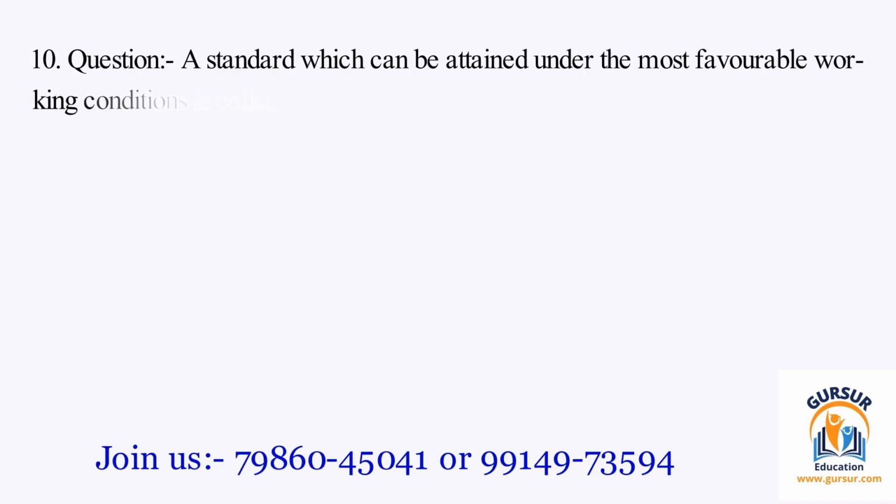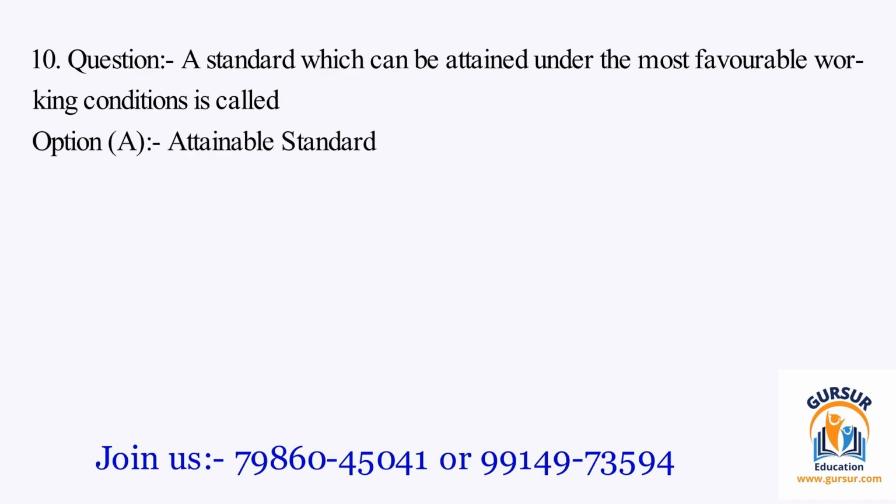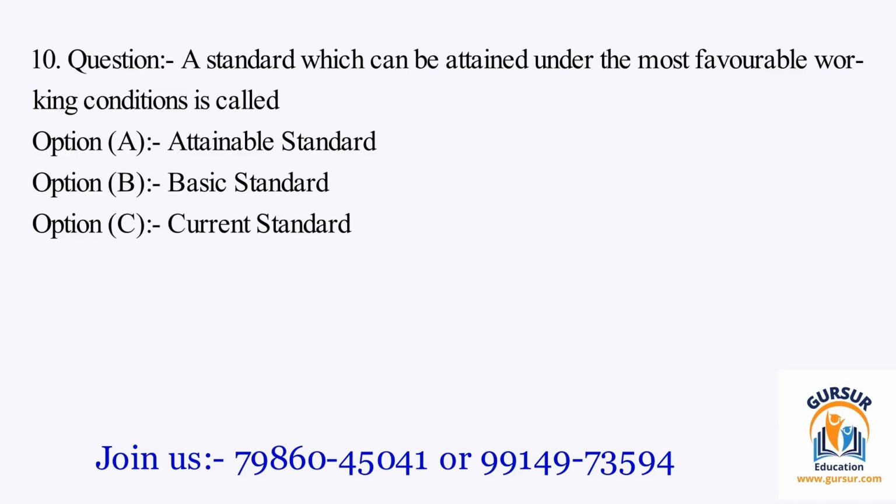Question number 10. A standard which can be attained under the most favorable working conditions is called. The option A is attainable standard. The option B is basic standard. The option C is current standard. The option D is ideal standard.